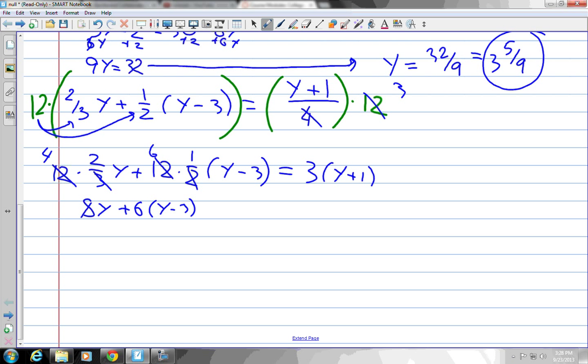Yeah. That one? Nothing. It's still there. I haven't written it yet. I didn't do anything with that one. You mean that one? Yeah, it's still there. So it's equal to 3 times y plus 1. It's still there. Right? So now we don't have any fractions.